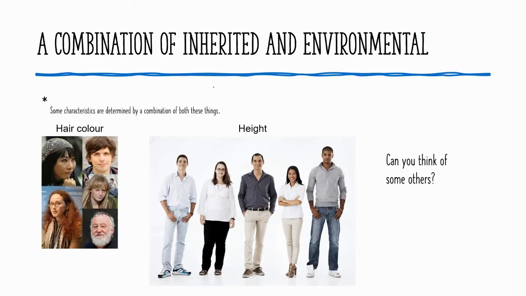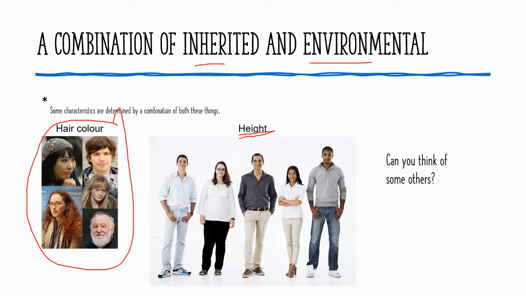Most characteristics are both inherited and environmental, a combination of them. For example, if we look a bit closer at hair colour, of course, you can change your hair colour by dyeing it. What about height? Height is affected by things like what diseases you might have had, what nutrition you've had while you're growing, all those kinds of things. So it's both inherited and environmental, or acquired. Can you think of some other things that are both inherited and environmental?